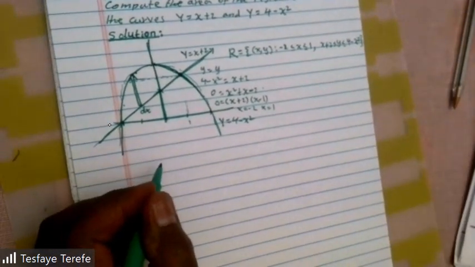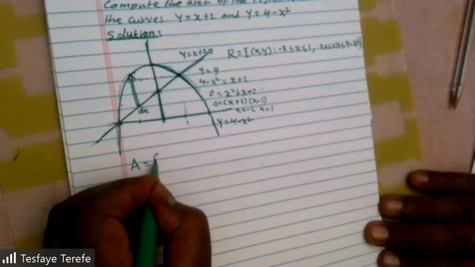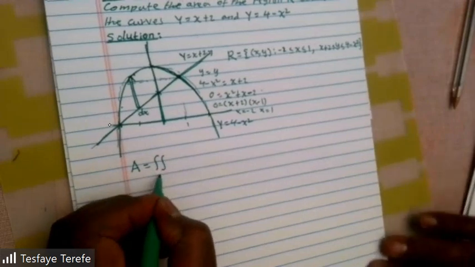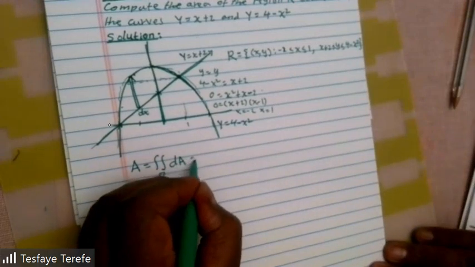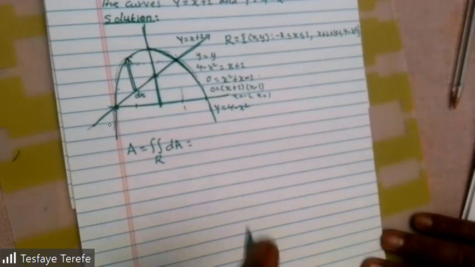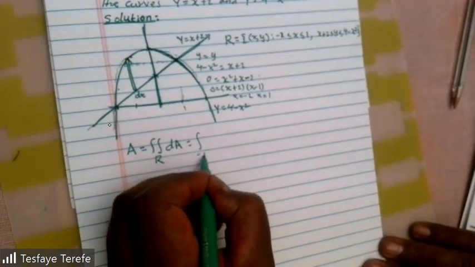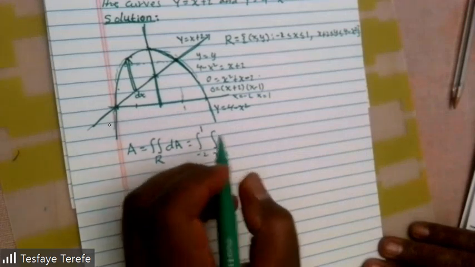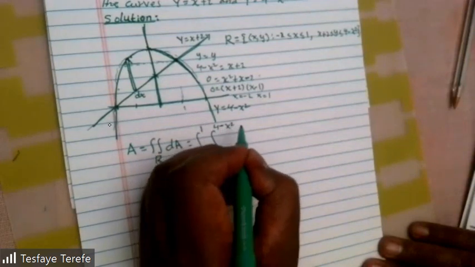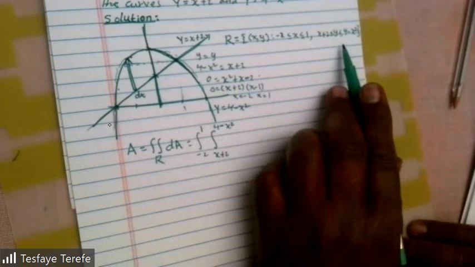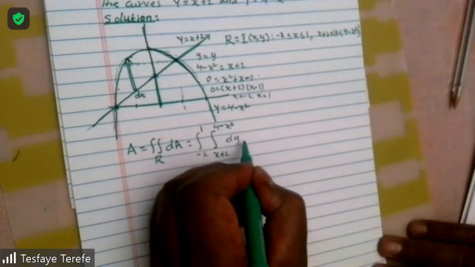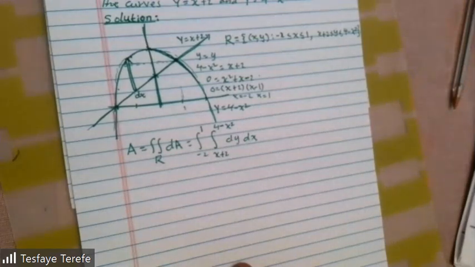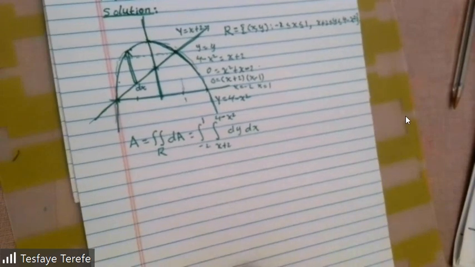Now, the area equals the integral over the region dA. And this equals the integral from negative 2 up to 1, integral from x plus 2 up to 4 minus x squared, and the internal is dy and the external is dx. And I'm sure you can finish up this work, and the answer is 9/2.